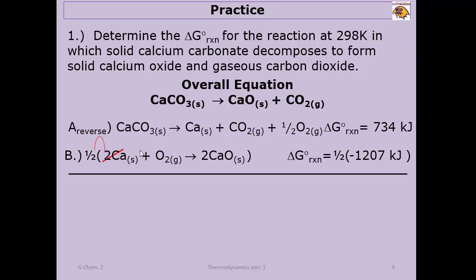If I apply 1/2 times 2, that's 1 calcium. That'll cancel that calcium. And then if I apply 1/2 times 1 oxygen, that's half an oxygen, which should cancel just fine there. Now you can see all that I'm left with is this calcium carbonate becoming calcium oxide and CO2. Remember, this 2 has been multiplied by the 1/2, so that's why it's 1. Because this canceled and yielded the overall equation, I know that my thermodynamic parameters can now be just summed as they're written here. So I'm going to have to take half of this negative free energy.